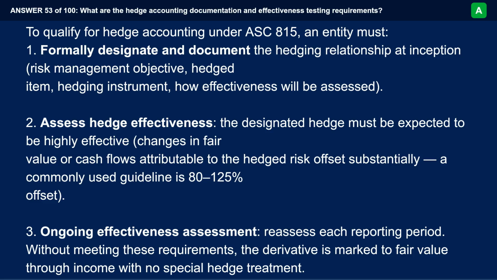2. Assess hedge effectiveness. The designated hedge must be expected to be highly effective; changes in fair value or cash flows attributable to the hedged risk offset substantially. A commonly used guideline is 80-125% offset. 3. Ongoing effectiveness assessment. Reassess each reporting period. Without meeting these requirements, the derivative is marked to fair value through income with no special hedge treatment.